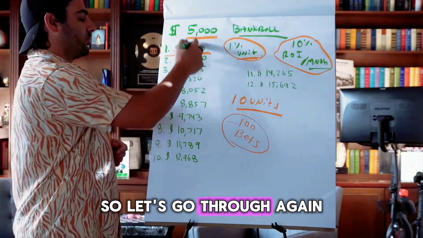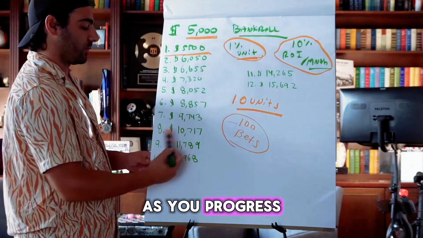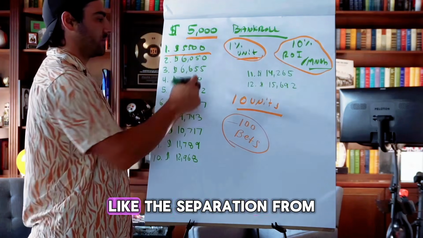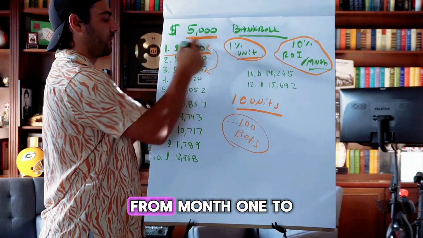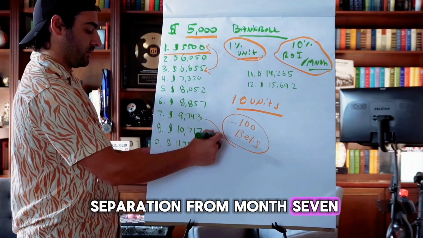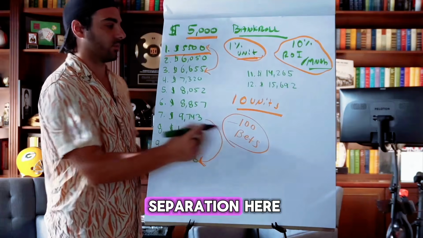So let's go through again. We went to month 6 here. We're almost at $4,000. All right. As you progress, the separation gets bigger and bigger, as you guys notice. Like the separation from here to here wasn't that big from month 1 to month 3. But if we take a look at the separation from month 7 to month 10, look at that. Okay, that's over $3,000 of separation here.